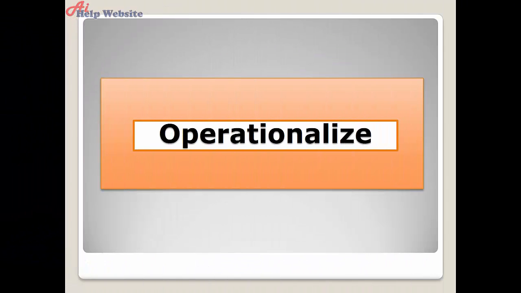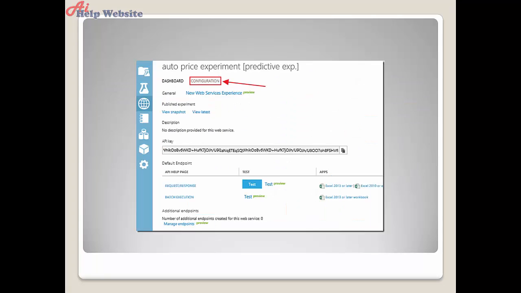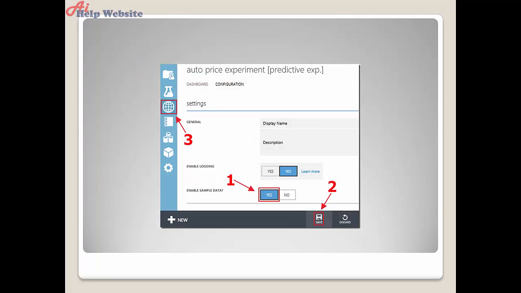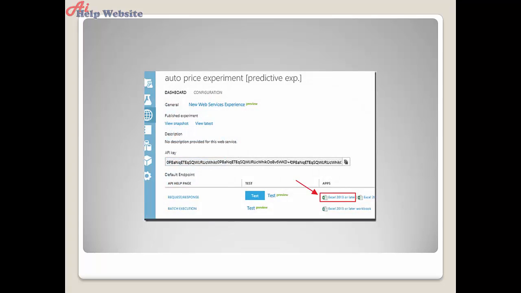We will now operationalize. First, we will create and consume the web service using the Excel plugin. After we create the web service, we can click on the Configuration tab, which will allow us to enable sample data. We'll click Save and then click the button to return to the web services. This is where you can select your web services in the future. We'll reselect the Auto Price Experiment web service that we just created. We can then, under the API Help page, under the Request Response section, select the Excel 2013 or later application.